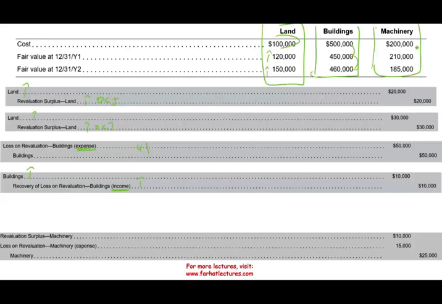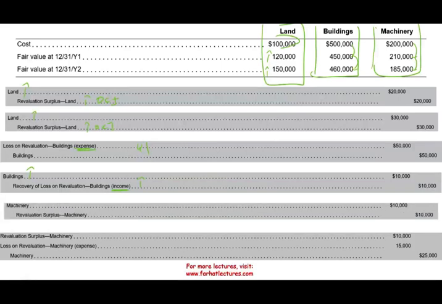Machinery went from 200 to 210, which is good. It went up in value, then went from 210 to 185. So in the following year, it dropped below the original cost. Year one is pretty straightforward. I bring the asset up 10,000, and I bring my revaluation surplus up 10,000.